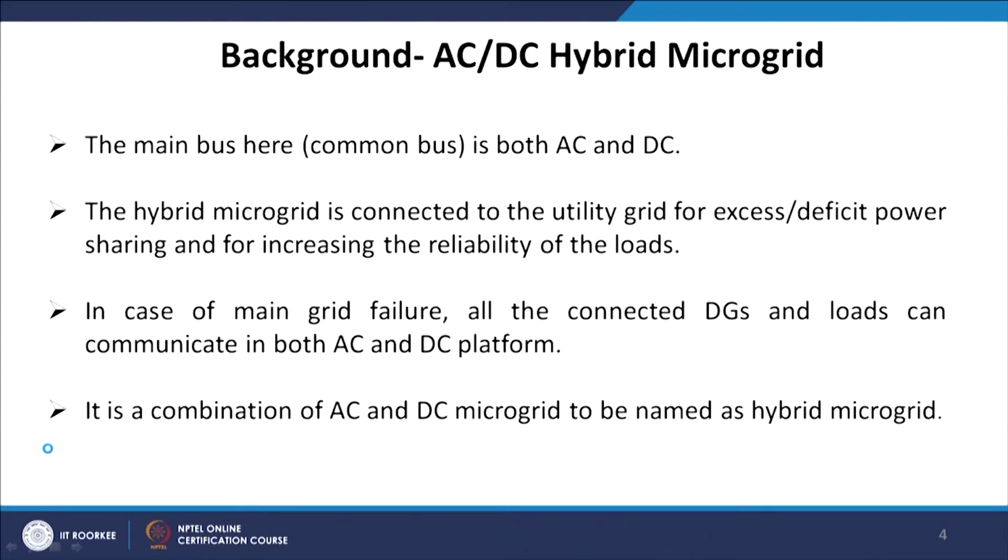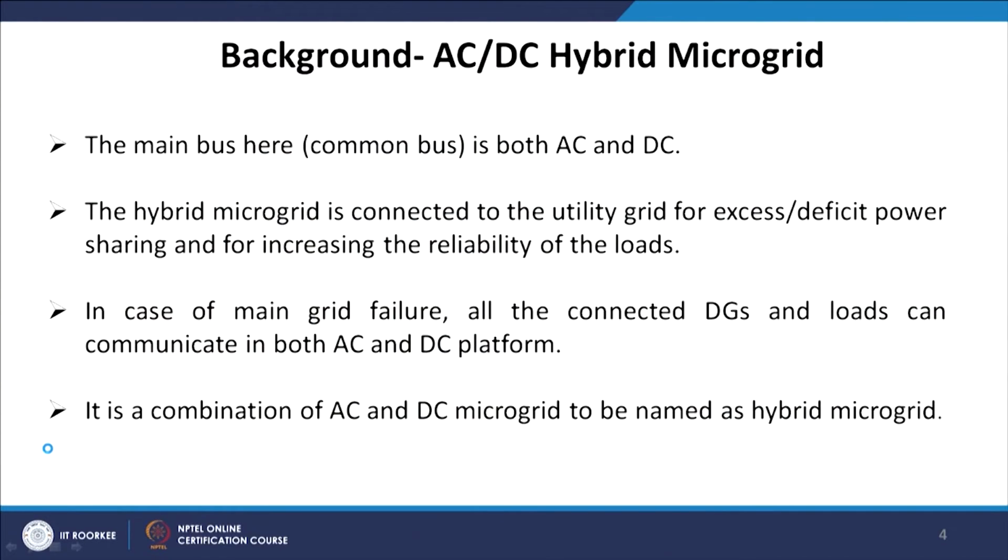In case of the main grid failure, my AC-DC hybrid microgrid can act independently in an islanded mode of operation, and all the distributed generators need to communicate with each other in both AC as well as DC platform. It is a combination of AC and DC microgrid, and very popularly named as hybrid microgrid.